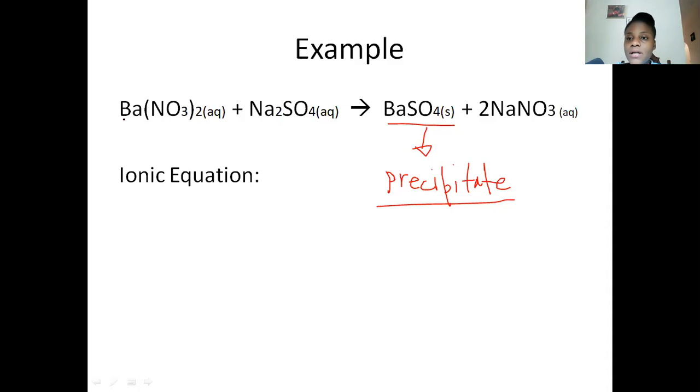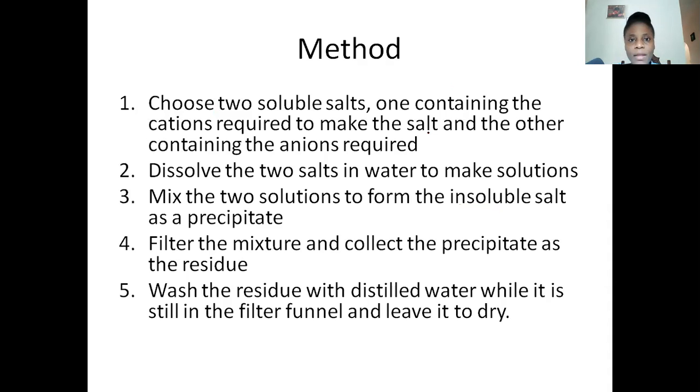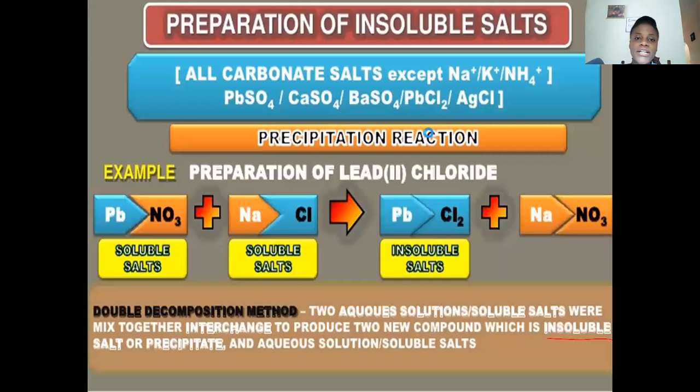So you have these two soluble salts, you mix them together and you get a precipitate, which is an insoluble salt or a solid substance. So the first thing you need to do is to choose 2 soluble salts with the cation and the anion of the salt you need. And you'll mix them together and you will get your precipitate or your insoluble salt.